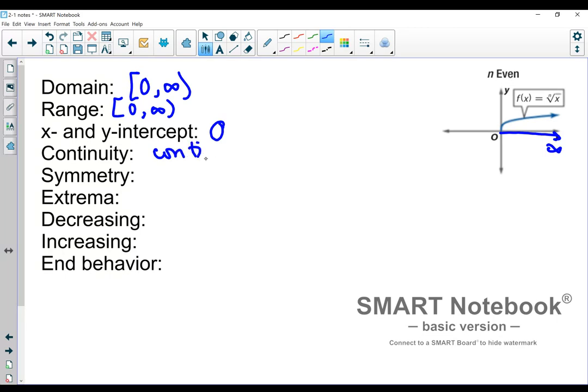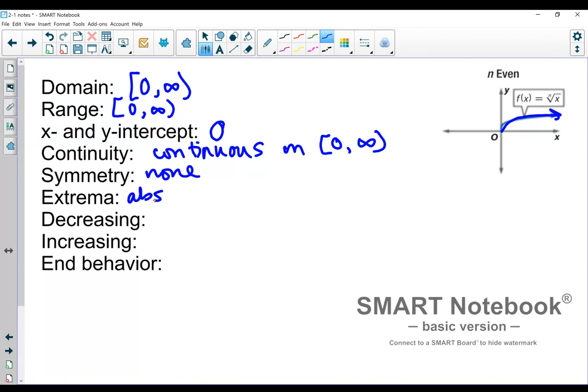So I don't have a left-hand side of that graph, but while I am tracing it, I'm not picking up my pencil to trace that shape. When I am tracing it, I don't have to pick it up at all. So it's continuous on 0 to infinity. My symmetry, there is none here, but I do have an absolute minimum at 0, 0.